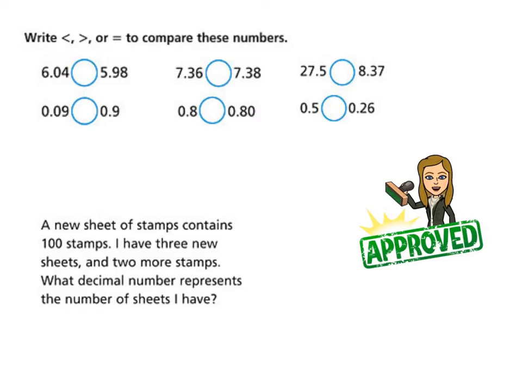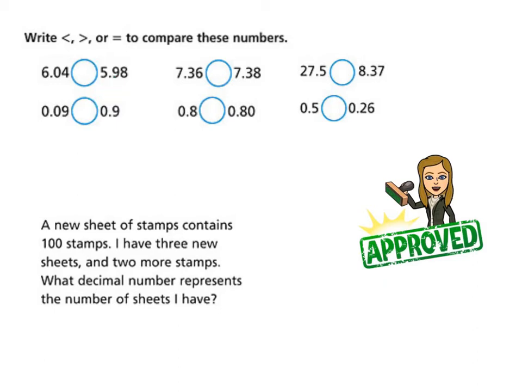Now we'll practice comparing to the hundredths. But you'll also notice that this time we have whole numbers involved. When comparing with decimals, you always look to see if there are whole numbers to compare first. So let's take a look at this first one. We have 6 and 4 hundredths compared to 5 and 98 hundredths.